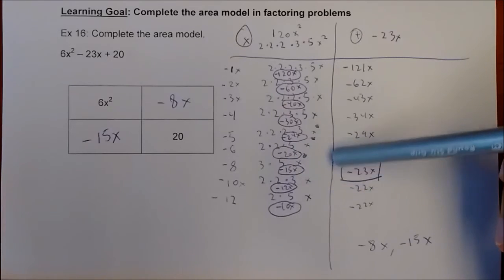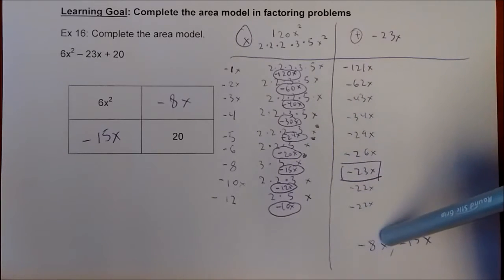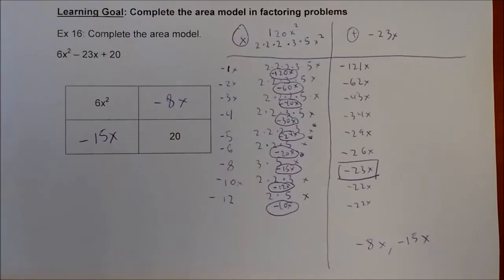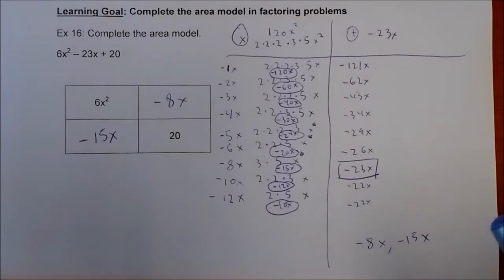So then I knew that our two factors were going to be negative 8x and negative 15x, and I put them inside the area model. Now go ahead and pause the video and discuss what I did here. Okay, let's see how you did.